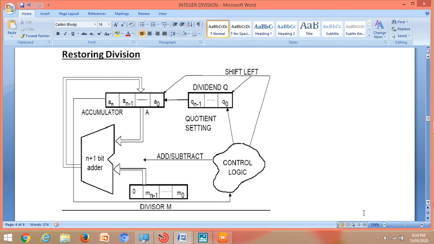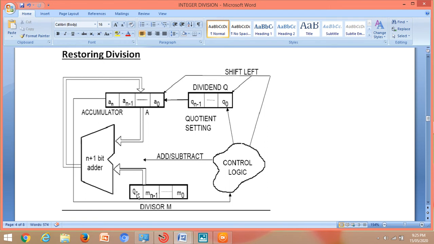In this restoring division method you can see that we have the accumulator, register A. Then we have register Q, which is going to store the dividend, and register M, which is going to store the divisor. The dividend you can see over here is Q0 to Qn minus 1 bit, but the accumulator has 1 bit extra. So this is not A0 to An minus 1, but A0 to An, and the divisor is also M0 to Mn. In this case, the most significant bit of the divisor is always 0.